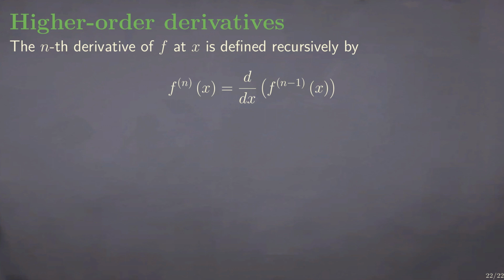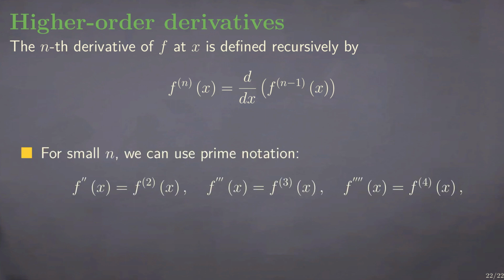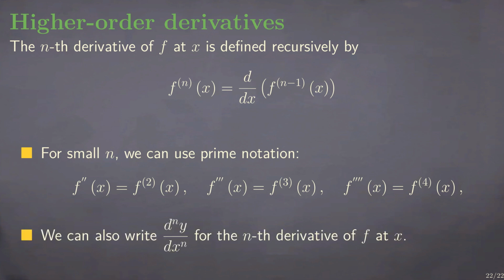Generally, the nth derivative of f at x can be defined recursively by using the (n minus 1)th derivative of f, meaning that if you take the derivative of the (n minus 1)th derivative of f, you get the nth derivative of f. And for small values of n, we can use the prime notation, which is quite convenient. And also, if you write y equals f(x), you can also use the Leibniz notation d^n y over dx^n for the nth derivative of f at x.